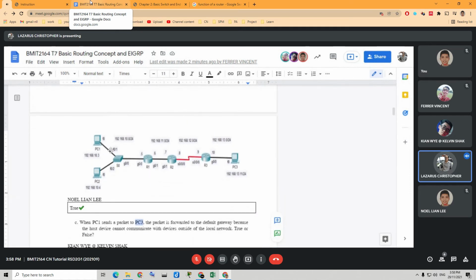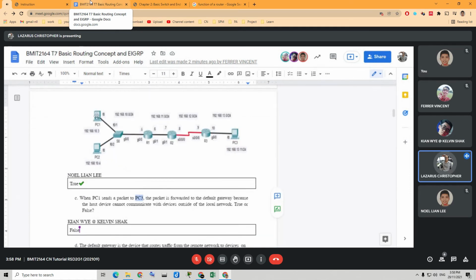If PC1 sends to PC2 directly, you can see the path is PC1, switch, PC2, no need to go to R1. But PC1 to PC3 has to go like this, right? The path is PC1, switch, router, PC3. Do you assume that there are other networks in the middle? Well, this is the entire network, the network that we have under consideration. Since there's only one path to go, they just send it that way to PC3. I don't think there's anything about not being able to communicate with devices outside the local network.